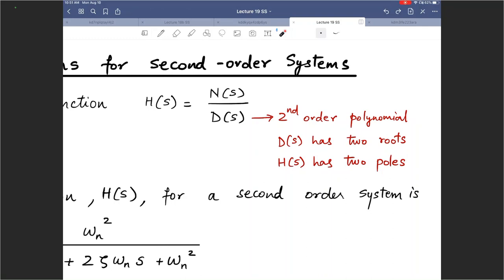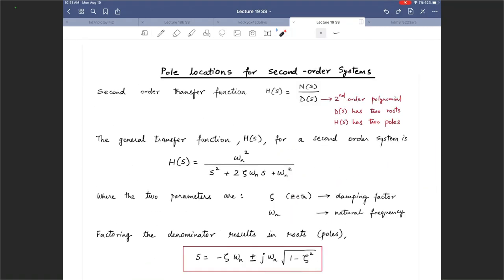Where are the poles? Find the roots of D of s. Where are the zeros? Find the roots of N of s, right? So D of s has 2 roots, H of s has 2 poles. That would mean that it is a second order system.